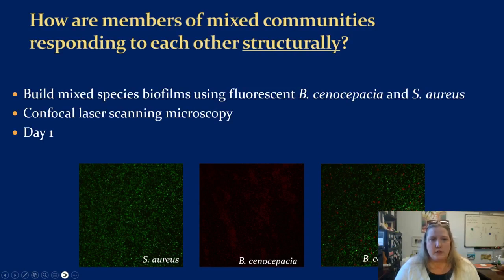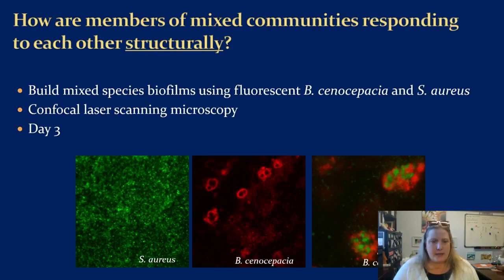Now, this is confocal laser scanning microscopy, which allows us to look in 3 dimensions at our biofilms. But these are just single slices, like in the middle of the biofilm. By day 3, Staph aureus by itself is getting thicker and thicker, brighter and brighter. Burkholderia cenocepacia by itself is starting to build some of its mushrooms. So it's actually one of these that builds the large towers. When you slice into that, you can see the rings that form the stalks of these.